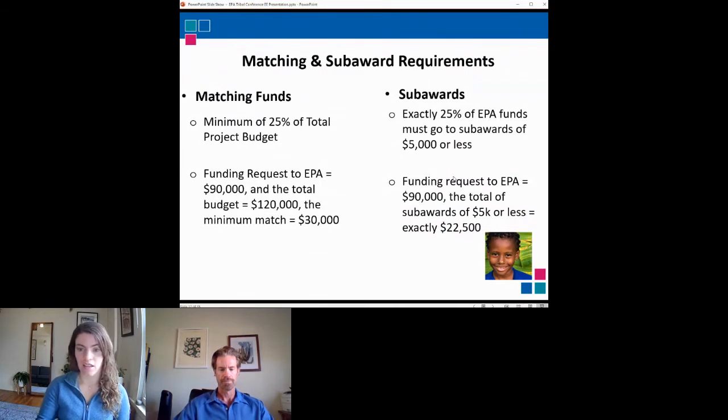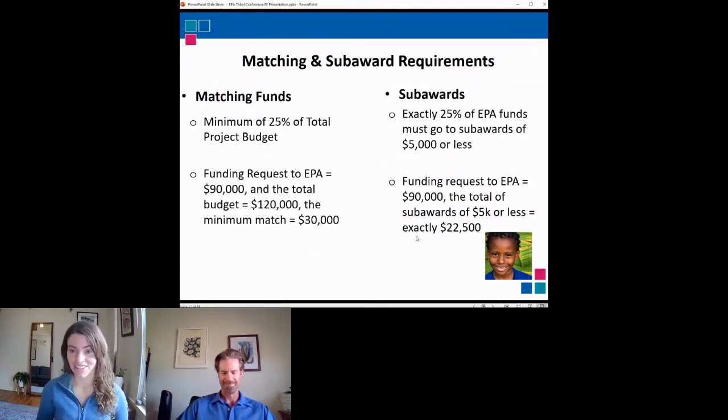And additionally, a separate component is the subawards. Exactly 25% of EPA funds from this grant must go to subawards of $5,000 or less. So usually organizations give 5 subawards of $5,000. An example would be if an organization is requesting $90,000, the total subawards would be exactly $22,500. So to help with that, it can get a little complicated.